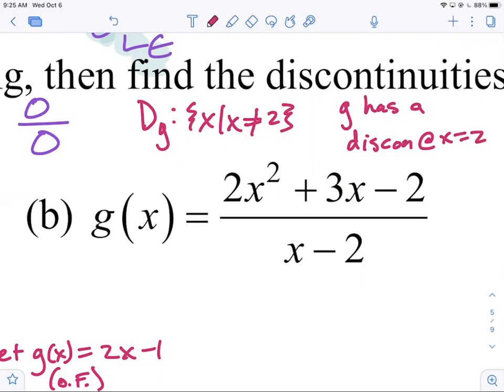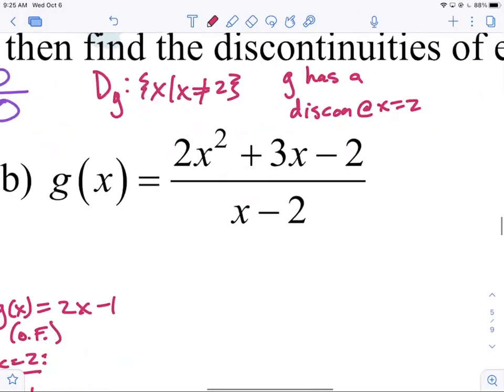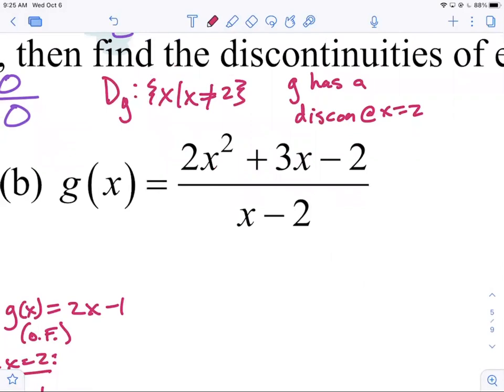It's going to be either a hole or a vertical asymptote again. Let's go ahead and see. Let's try the plug-in version this time first. Let's plug in g of 2. I know I'm going to get a 0 in the denominator, right? But if I get a 0 in the top, then I know it's another hole. What do I get when I plug a 2 into the top?